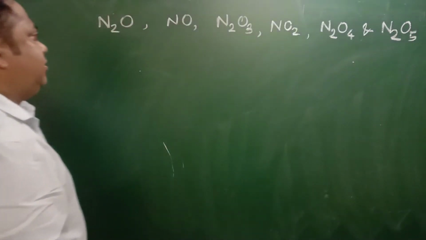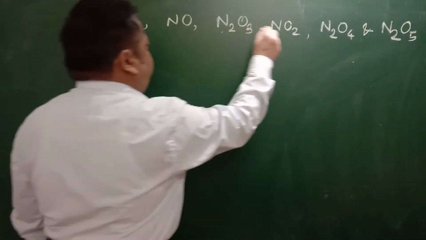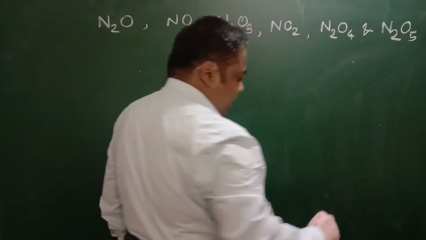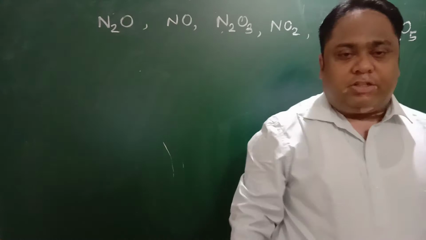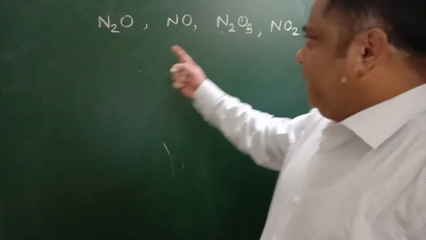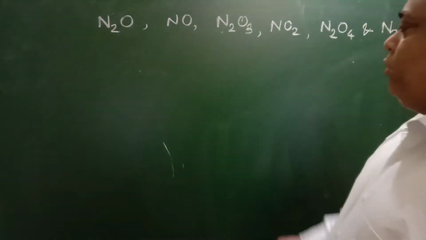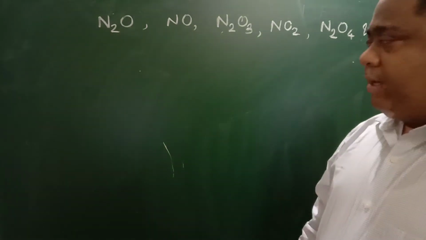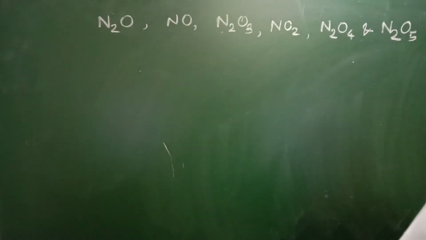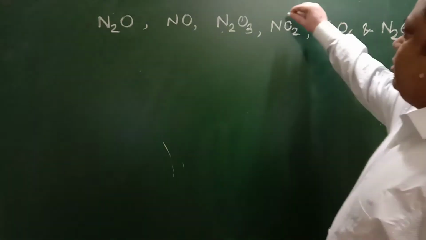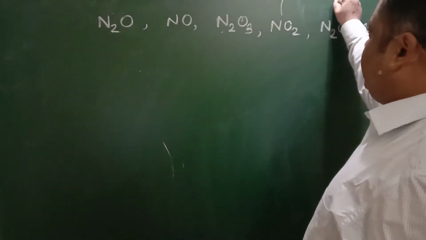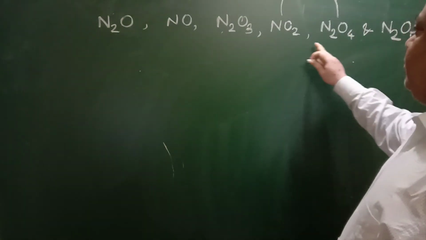So how many are there? 1, 2, 3, 4, 5 and 6. And what did I say? 5 oxides of nitrogen. So although I am writing 6 oxides of nitrogen here, I am telling you that there are 5 oxides of nitrogen. Why so? Because N2O4 is just a dimer of NO2.